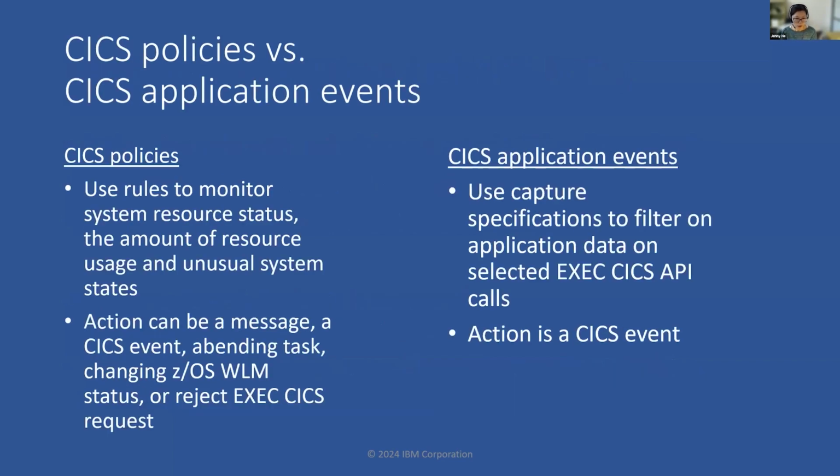So earlier on I mentioned application events and policies. They are a bit similar in that they are defined using a CICS bundle, and both can go to CICS events. Both are installed into a CICS region. So what's the difference? The CICS policy uses rules to monitor system resource stats, the amount of resource usage, and any unusual system state. But the application event filters on the business application data. That's a big difference between these two tools.